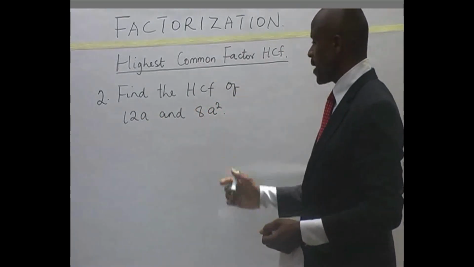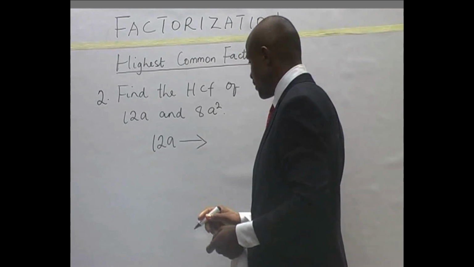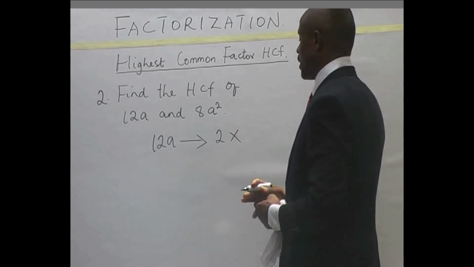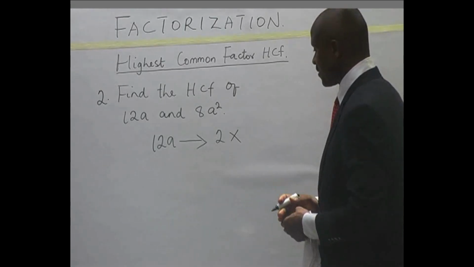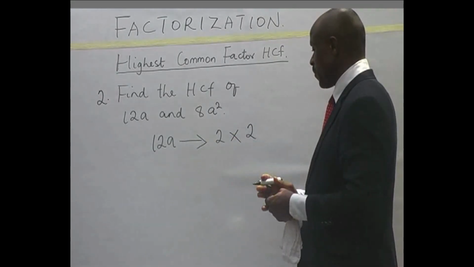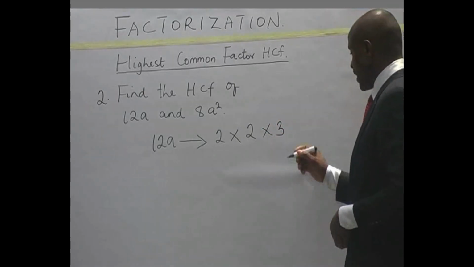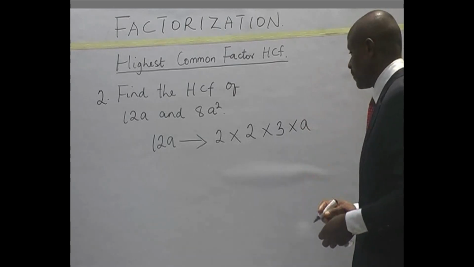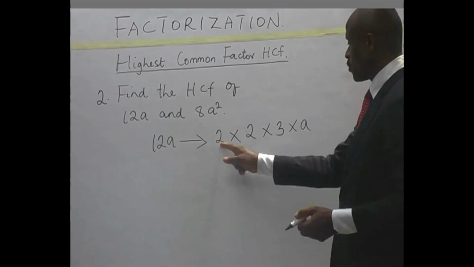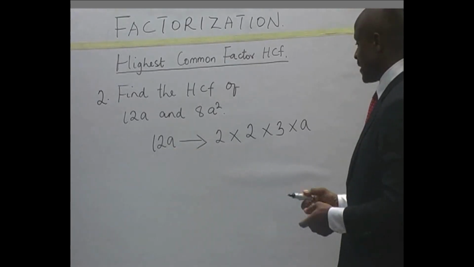Find the HCF of 12a and 8a squared. Just like the first one we did, break them down into their factors. 12a, let's first of all take 2. If 2 should divide 12a, you have 6a left. Let's still take 2 again, because 2 can still divide 6a. 2 divide 6a will leave you with 3a. The next one we're going to take is 3. 3 divides 3a, we cancel the 3 and are left with a. So that means 2 times 2 times 2, times 3 times a will give you 12a. How? 2 times 2 is 4. 4 times 3 is 12. Then 12 times a will give you 12a.